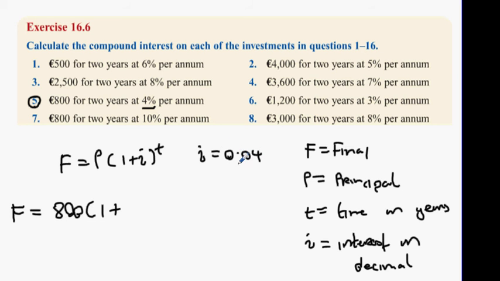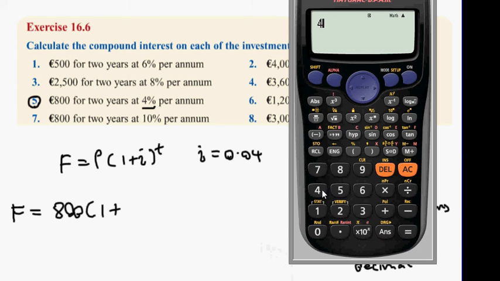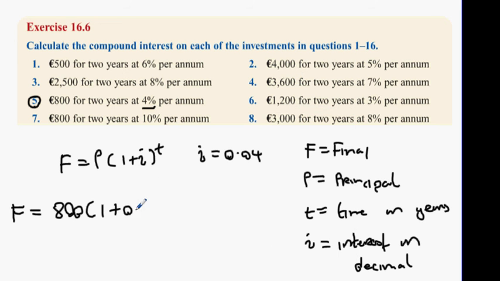Not 4.04. Let me explain. 4% means 4 divided by 100, doesn't it? And 4 divided by 100 is 0.04. So, when you do this, you put down 0.04. T is the time. How long did I invest it for? 2 years. That makes sense? Now, here's what happens next.